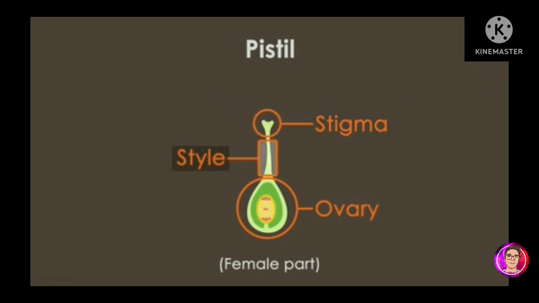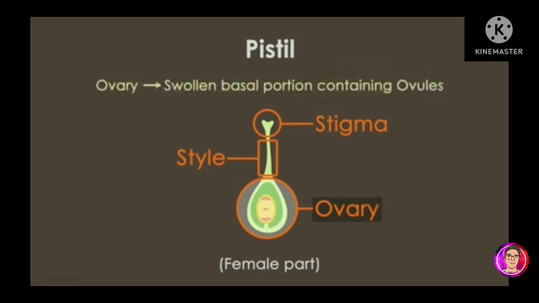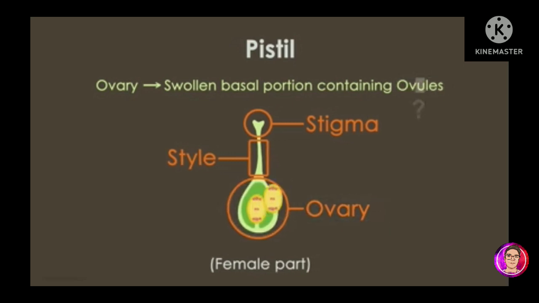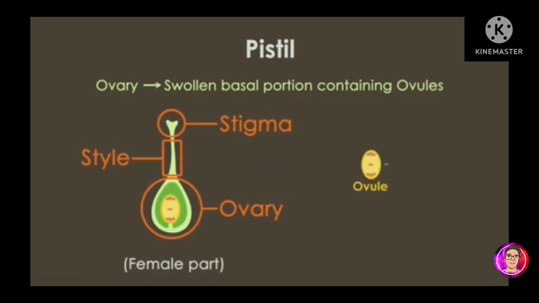Next comes the style, which is a cylindrical tube that holds up the stigma and connects it with the ovary. Now, ovary. It is a swollen part of the pistil which contains ovules. But do you know what ovules are and what their functions are? Ovules are the female gametes that get fertilized and form the embryo.